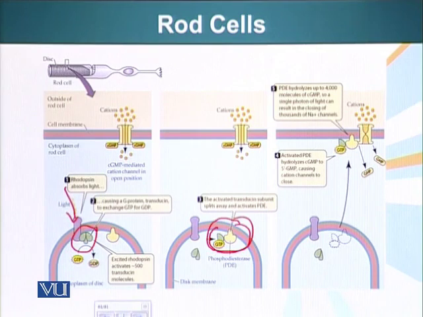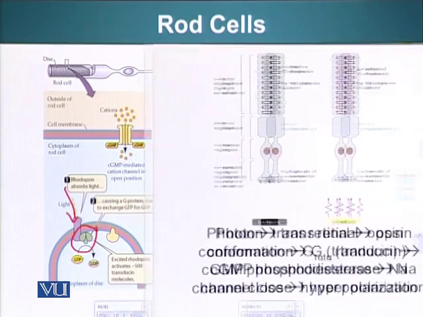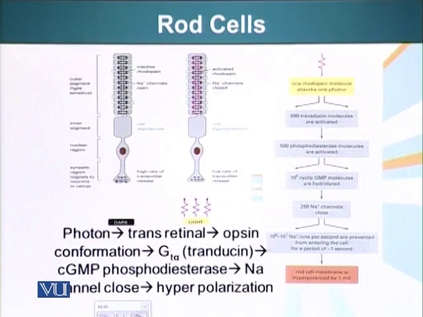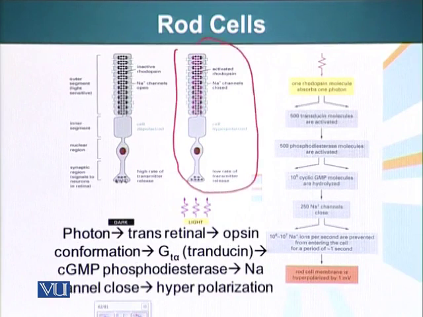Cyclic GMP molecules, which are present in the absence of light, are attached to an ion channel receptor. This ion channel receptor basically causes the cell to be depolarized. So once the phosphodiesterase gets rid of cyclic GMP, this ion channel will close, and now the neuron, rather than becoming depolarized, will become hyperpolarized. This neuron is basically an inhibitory neuron. Once it is hyperpolarized, its inhibitory effect will be limited.